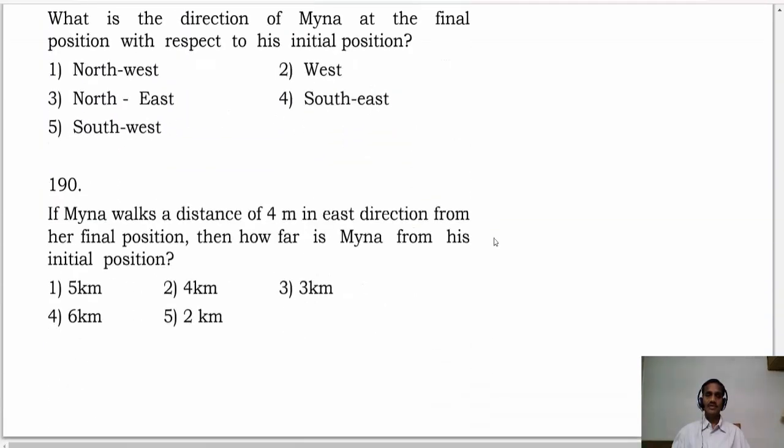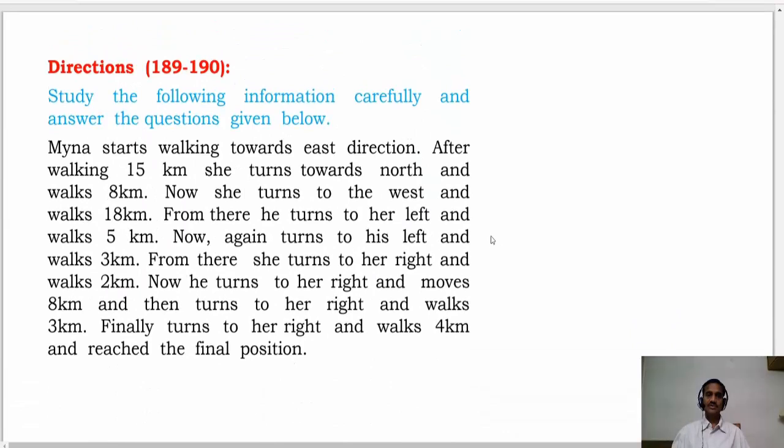189 and 190. Now 189 and 190, what is the information we have? Maina starts walking towards east. East for Kelthman. After walking, now this is the starting point of Maina. After walking how many kilometers? 15 kilometers. And she turns towards north and walks 8 kilometers. North తిరిగి 8 kilometers వెళ్ళింది. And now she turns to the west and walks for 18 kilometers.